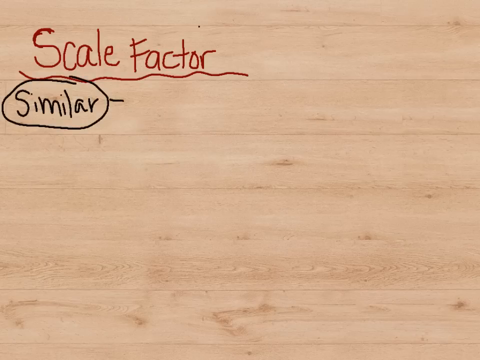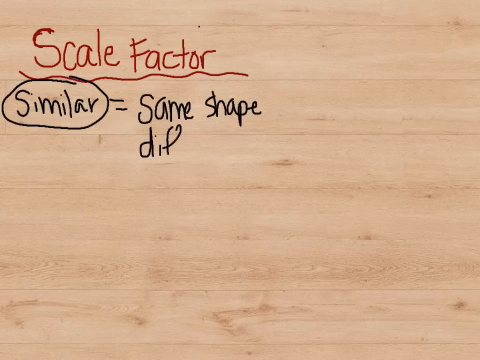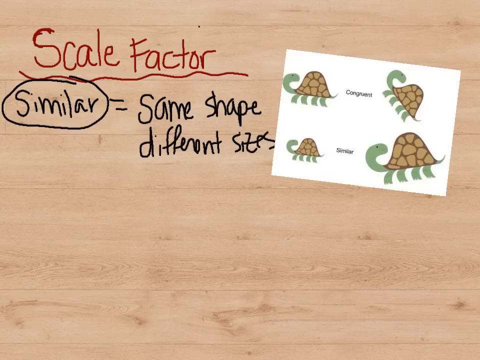Similar means that they are the same shape, but they are different sizes. I have a picture that can kind of explain what this means. Let's say we had this picture right here, these little turtles. I'll turn them into triangles so you can see where I'm going here.